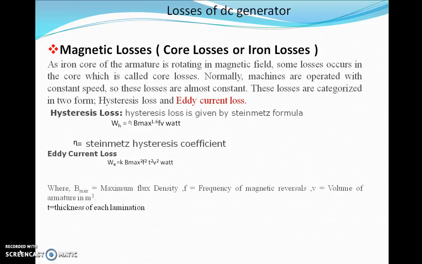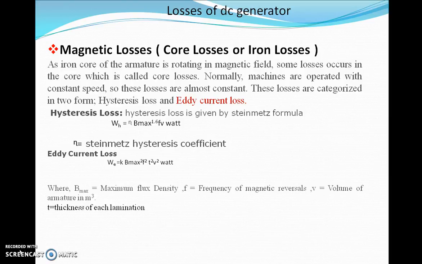So, the next loss is the magnetic losses, or the core losses, which can also be called the iron losses. As the iron core of the armature is rotating in a magnetic field, some losses occur in the core, which are called the core losses. Because machines are operated at constant speed, these losses are almost constant. These losses are categorized into two forms: one is the hysteresis loss, the second is the eddy current loss.